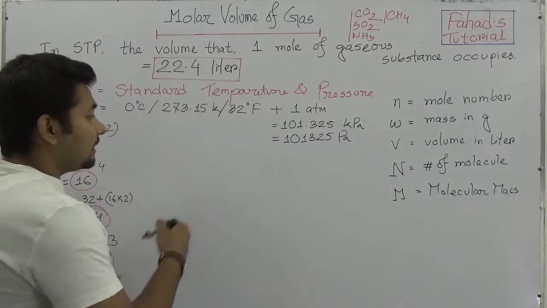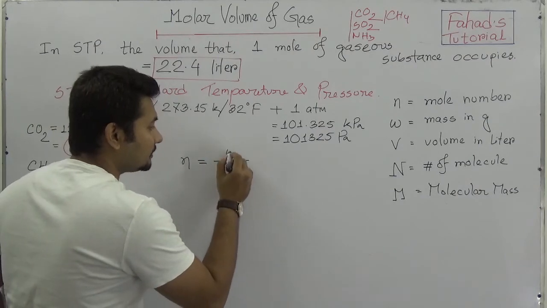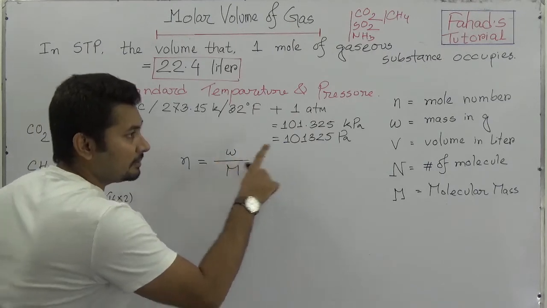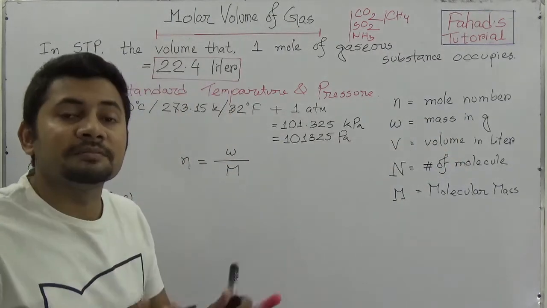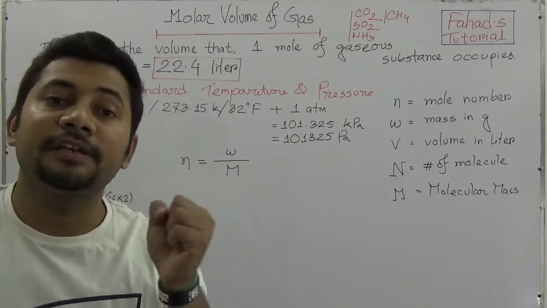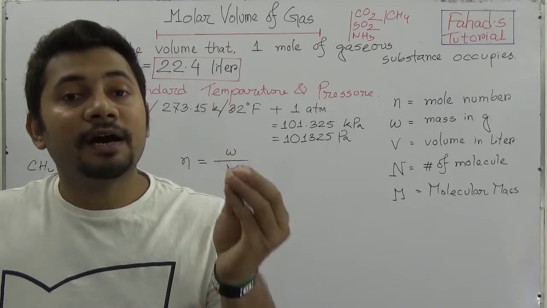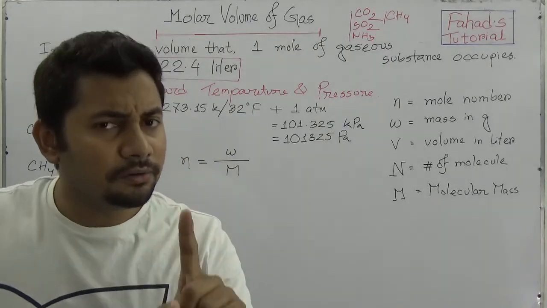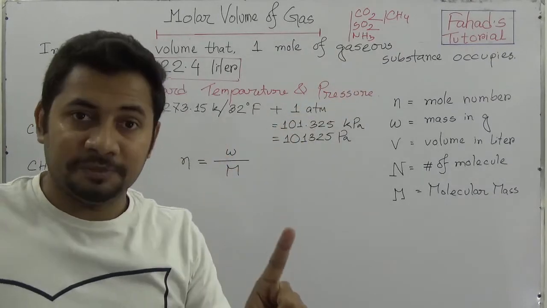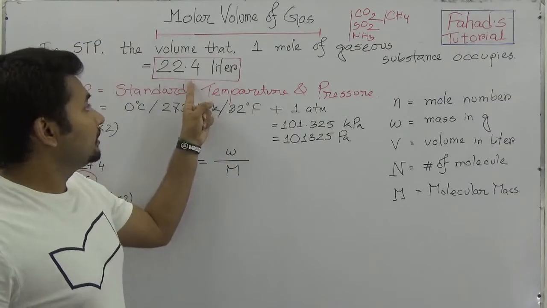If you say the mole of a gas is mass upon molecular mass, I'm coming up with this. This W is the mass in gram. What is mass in gram? Suppose the question is: what is the mole in 5 gram carbon dioxide? You know that carbon dioxide is a gaseous substance, and in STP the molar volume of carbon dioxide is 22.4 liter, which is fixed.